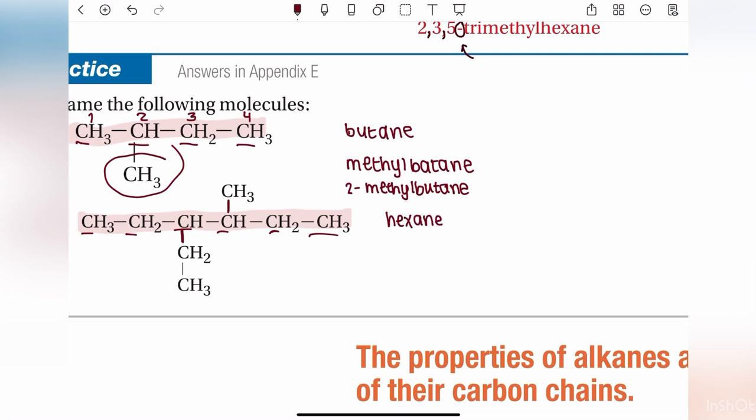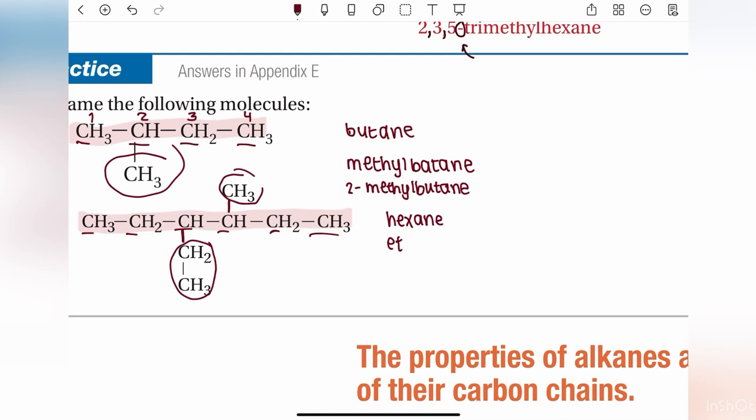Now we're considering our alkyl groups, our branches, CH3 and CH2 attached to a CH3. So this one is a methyl group, and then this is an ethyl group, just like in the previous example. Ethyl, E, comes before M in the alphabet, so it will be ethylmethylhexane.